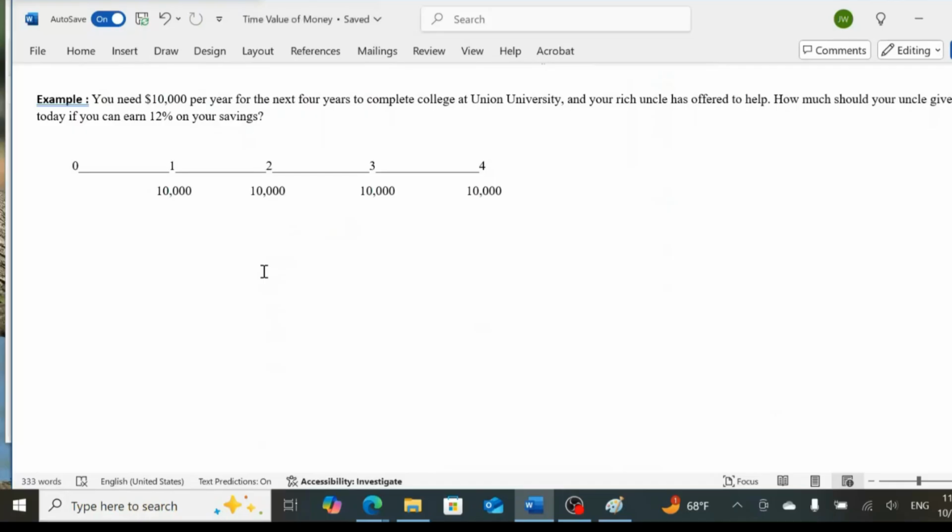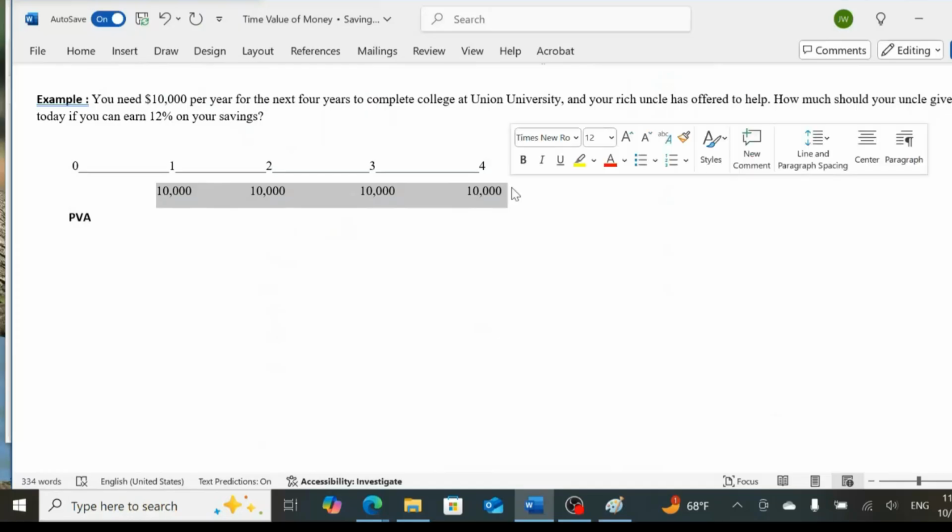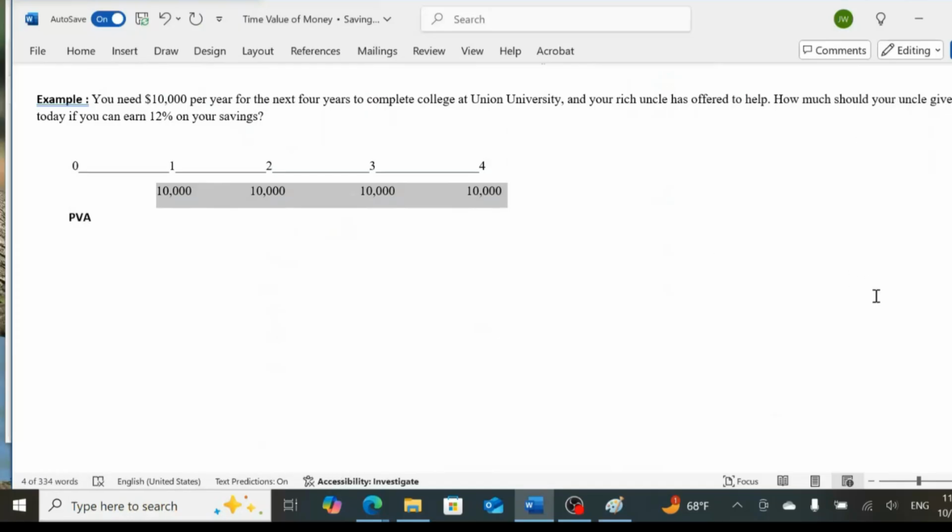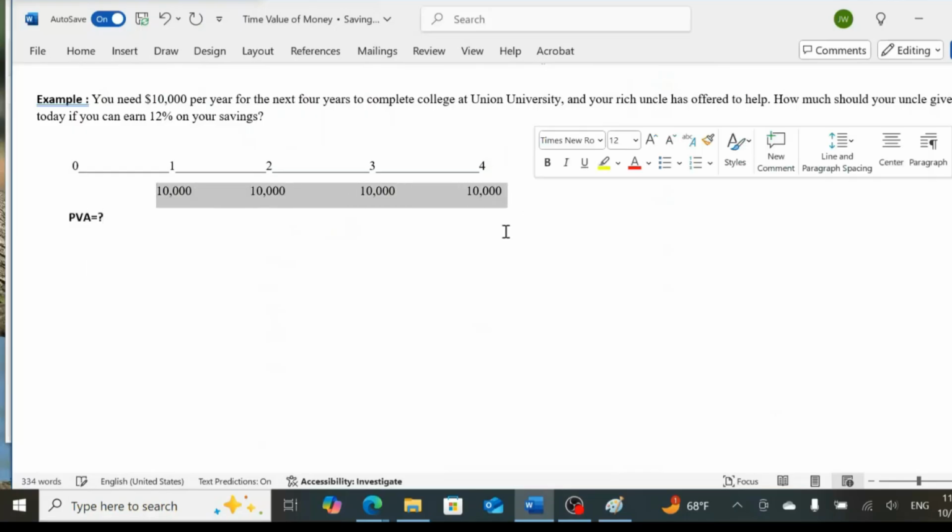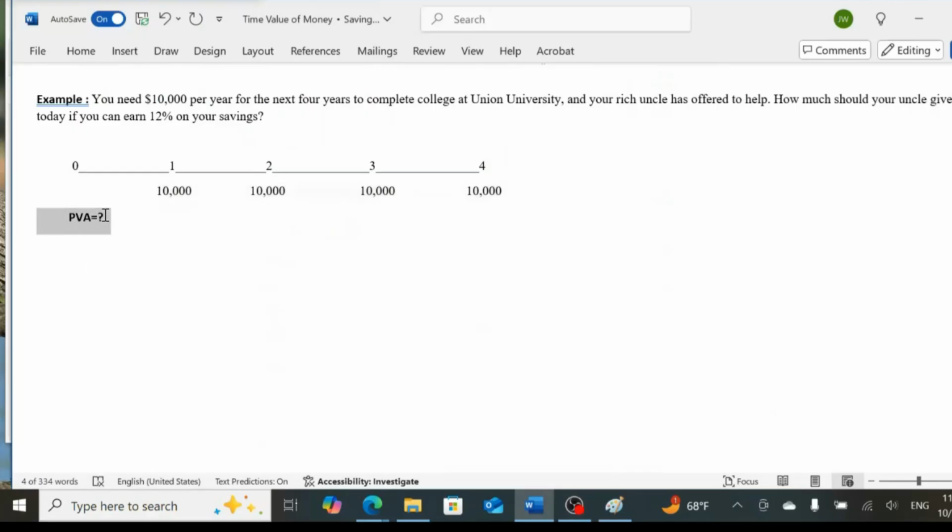So the answer to this question is the present value annuity concept. The amount the uncle provides today is equivalent to providing this. We talked about present value as today's equivalent amount to future cash flow. So how much should the uncle provide today? We know the amount is less than 40,000, right? Because 40,000 is spread over 4 years, but the uncle is going to give you money today. Every dollar today is worth more than $1 in the future.